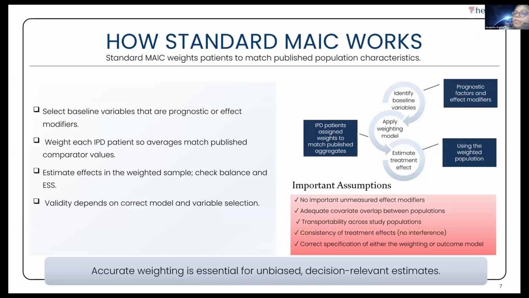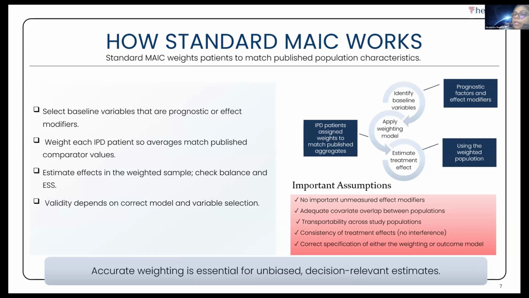Standard MAIC has three steps. First, I select baseline variables that are prognostic or treatment effect modifiers. Then I estimate a weight for each IPD patient so the weighted averages match the published comparator values. And finally, I estimate treatment effects in the weighted sample, checking covariate balance and effective sample size, or ESS.